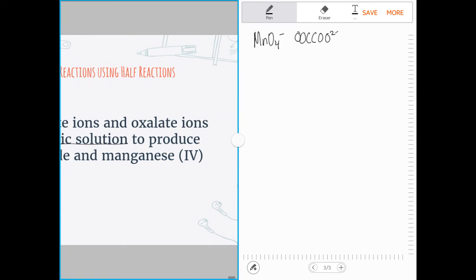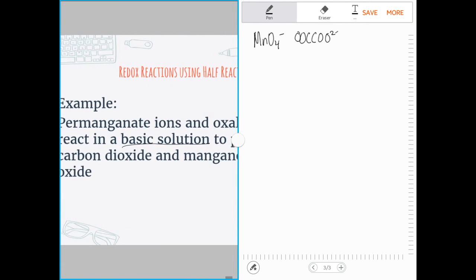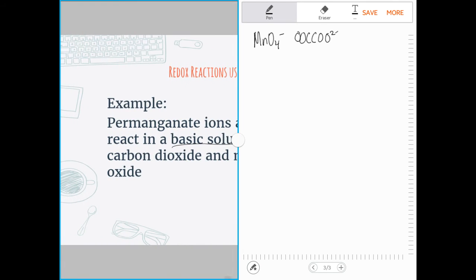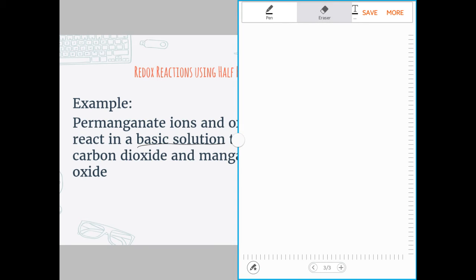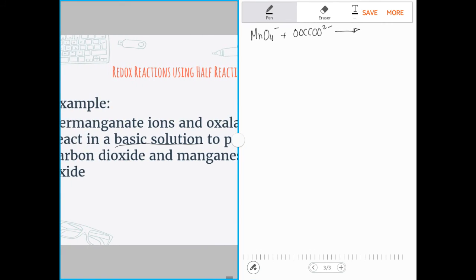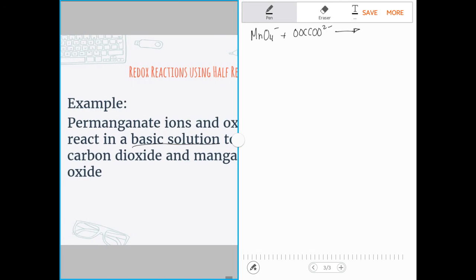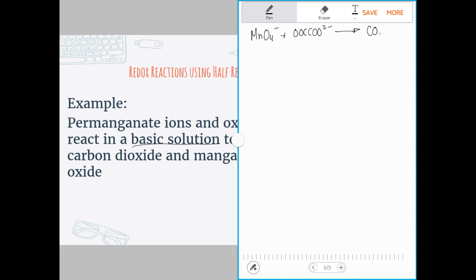Okay, we have our oxalate ions, and we have a basic solution to produce carbon dioxide and manganese dioxide. Oh, you know what? I just need to write this out. Permanganate ions produce carbon dioxide and manganese dioxide.